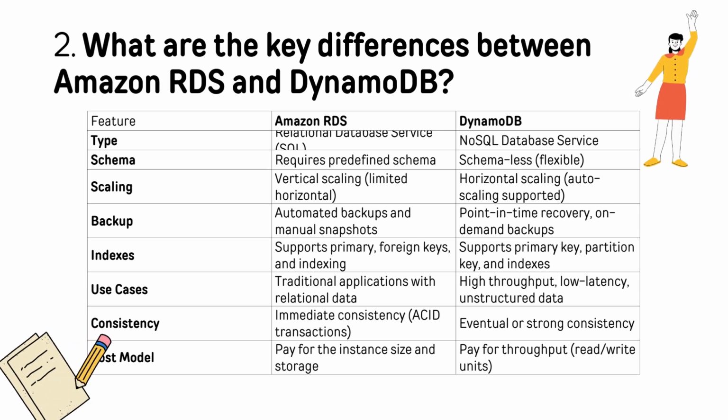Use cases: RDS suits traditional applications with relational data; DynamoDB suits high throughput, low latency, unstructured data. Consistency: RDS offers immediate consistency and ACID transactions; DynamoDB offers eventual or strong consistency. Cost model: RDS charges for the instance size and storage; DynamoDB charges for throughput, read and write units.